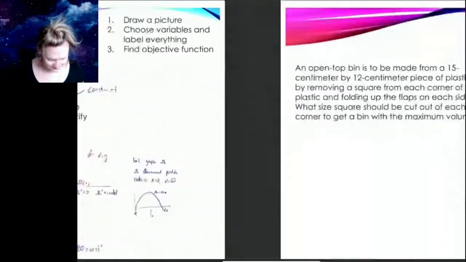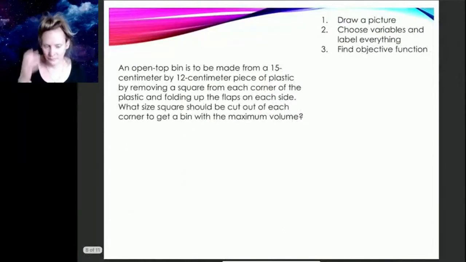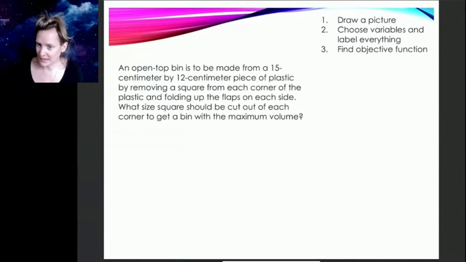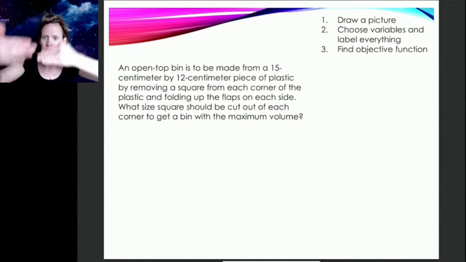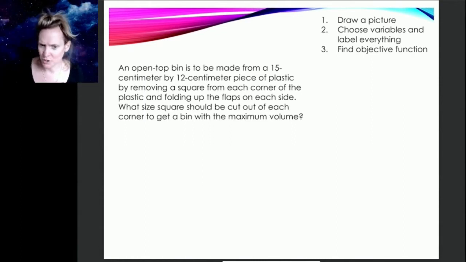Let's do another problem. We'll start by reading the problem. That'll hopefully give you some time to transcribe it in case you need to write it down as part of your notes. An open top bin is made from a 15 centimeter by 12 centimeter piece of plastic by removing a square from each corner of the plastic and folding up the flaps on each side. What size square should be cut out of each corner to get a bin with the maximum volume?